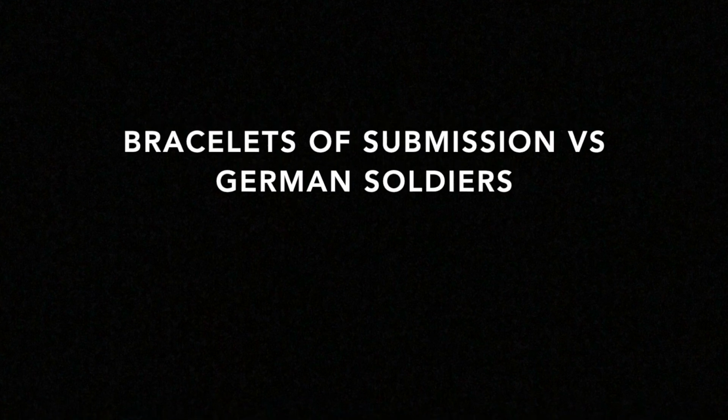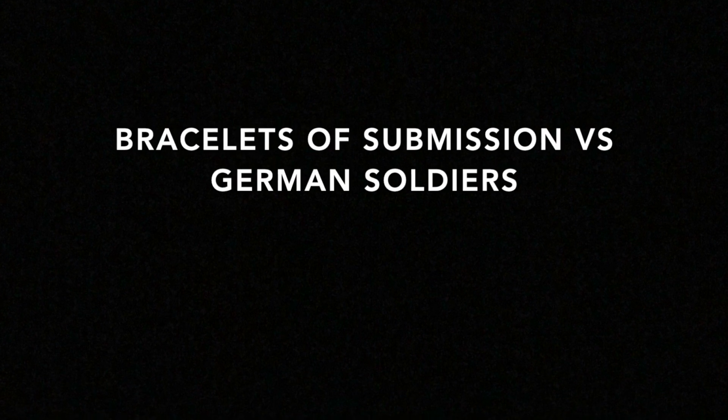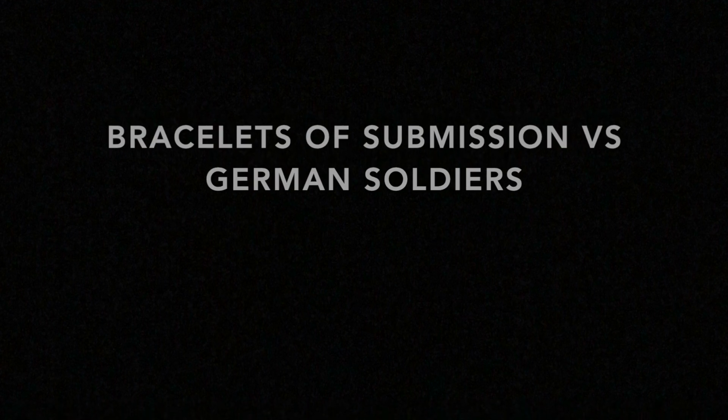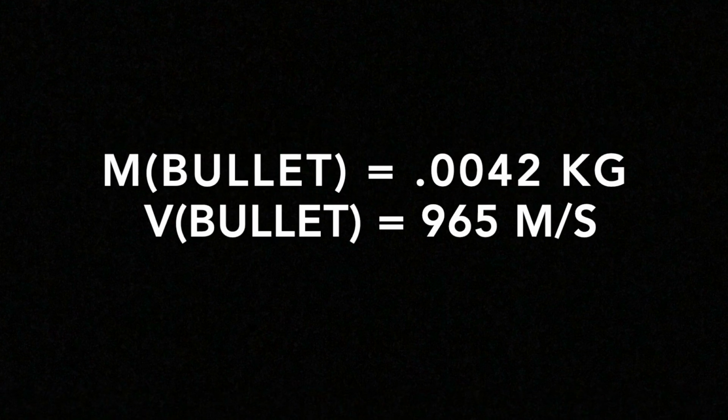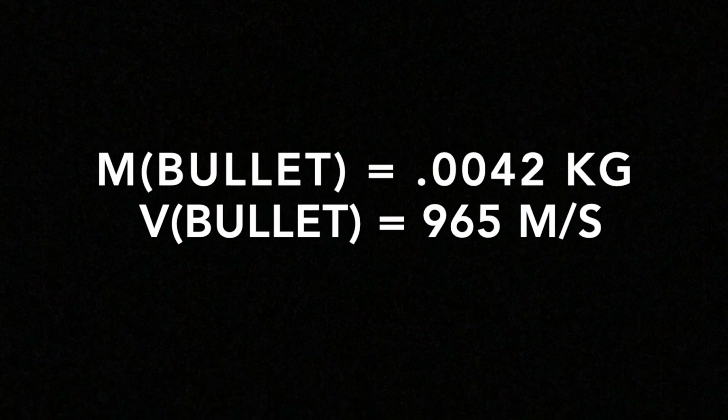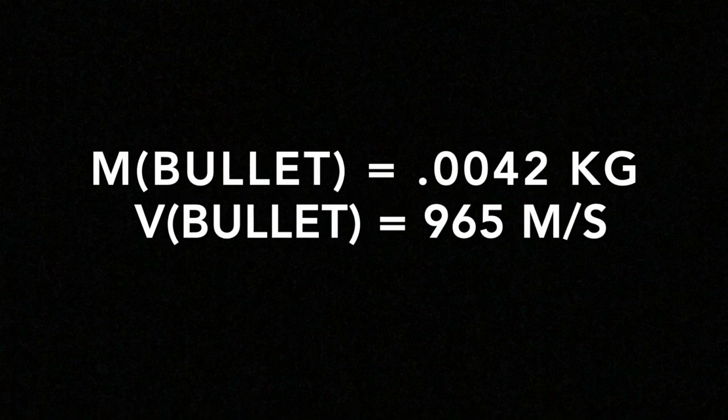We will be looking at Wonder Woman's bracelets of submission. A German soldier shoots our heroine. The bullet hits her bracelets and ricochets at the same speed, but in the opposite direction. To do this, I must determine the mass and speed of a bullet with an approximate mass of 4.2 grams with a speed of 965 meters per second.